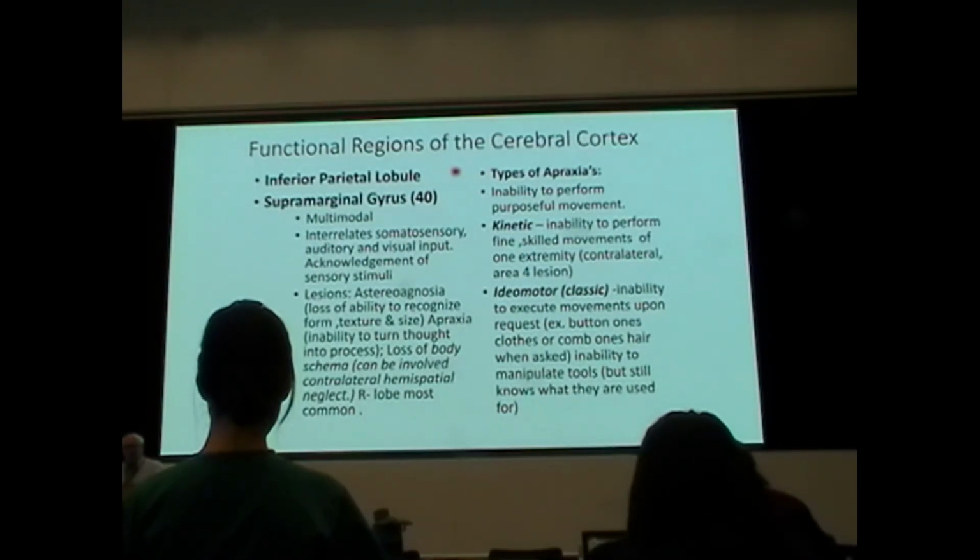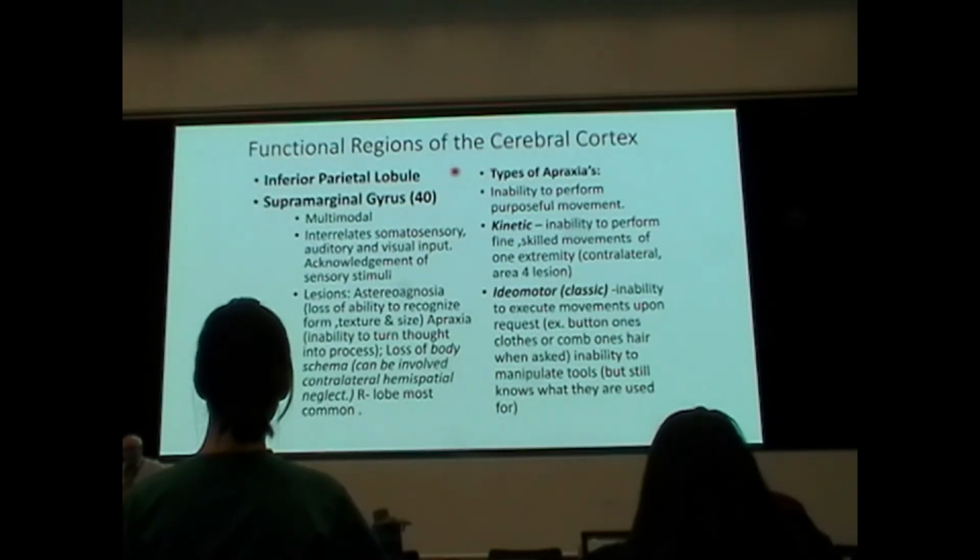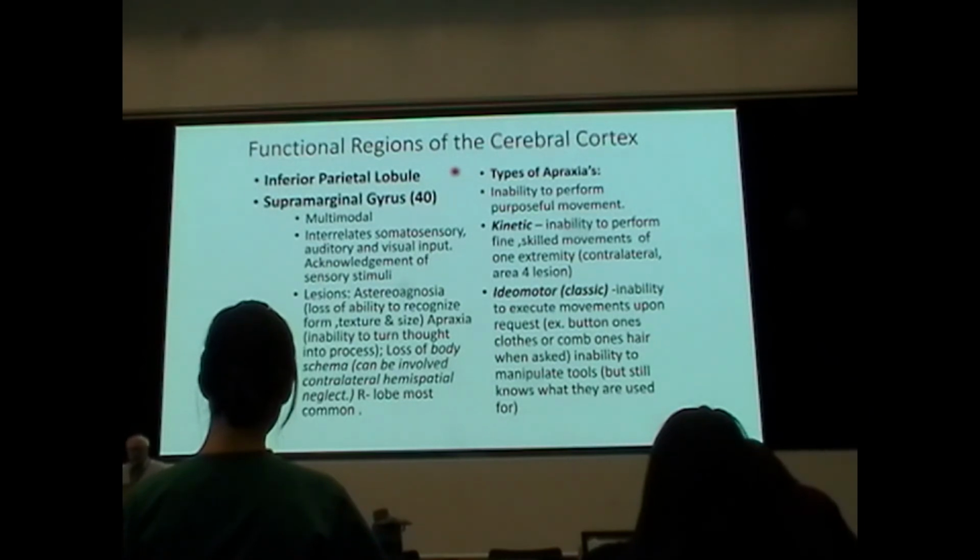Okay. The supramarginal gyrus is directly behind or below the postcentral gyrus. Multimodal. It interrelates somatosensory, auditory, and visual acknowledgement of sensory stimuli. Once again, with lesions: astereognosis, loss of the ability to recognize form, texture, and size of an object.